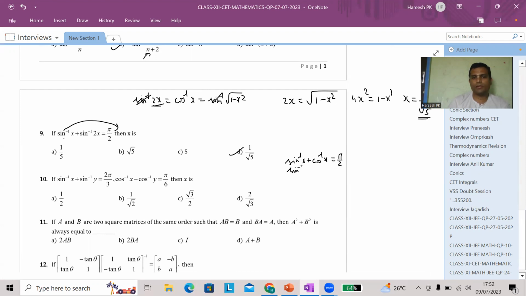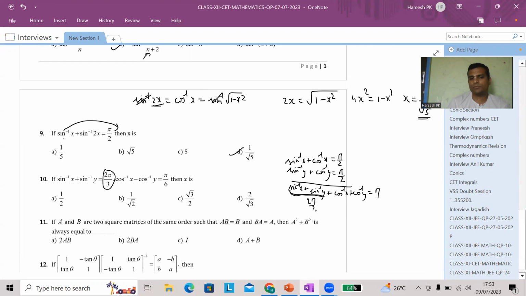Similarly, sine inverse y plus cos inverse y is also pi by 2. So now when I add both, I'll get sine inverse x plus sine inverse y plus cos inverse x plus cos inverse y is equal to pi. But they've already given sine inverse x plus sine inverse y is 2 pi by 3. So if they've given that this is 2 pi by 3, 120 degrees.